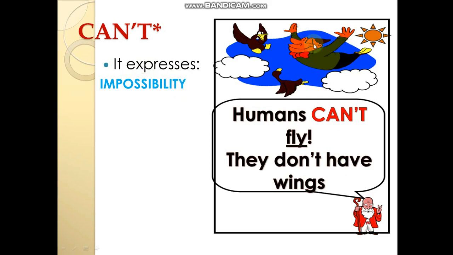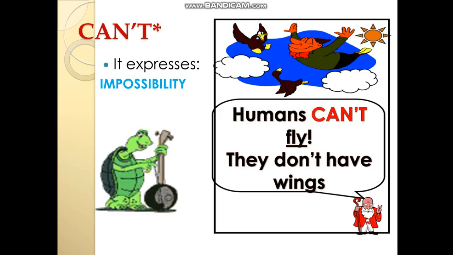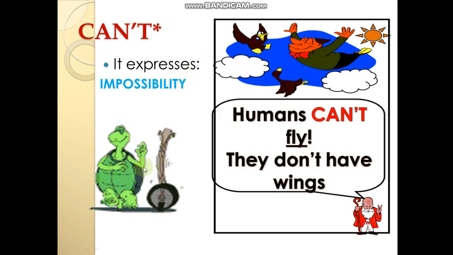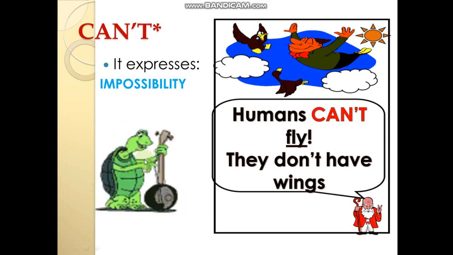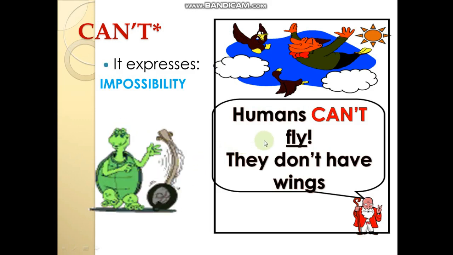Example, look at the picture. We have a man who is flying, and there are some birds, clouds, the sun, the sky, etc. And as you know, we only see such pictures in imagination, in cartoons, films and stuff. So humans can't fly. Humans, being people. Why? They don't have wings. They cannot fly by themselves, unless they use a plane and helicopter and stuff. This turtle can't play guitar. Okay? It's impossible.